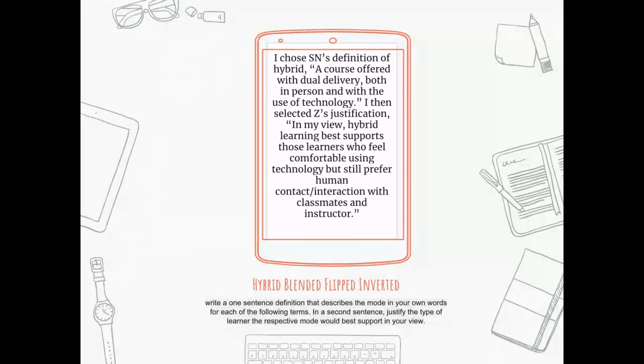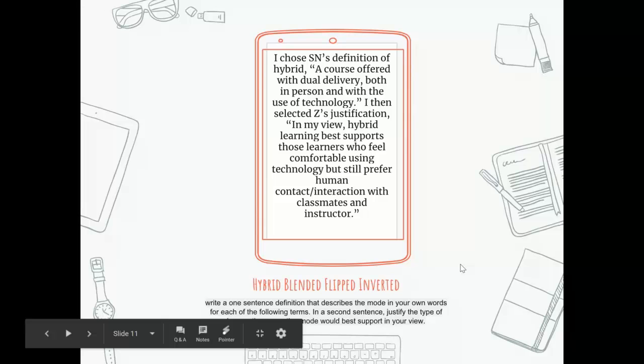The final piece was that they had to take a look at everyone's definitions and everyone's justifications and choose what they felt was really the best definition, and they gave their explanation. I chose ESSA's definition of hybrid, a course offered with dual delivery with both in-person and with the use of technology. I selected Z's justification. In my view, hybrid learning best supports those learners who feel comfortable using technology but still prefer human contact interaction with classmates and instructors. This happened all within the wiki, from a Thursday to a Sunday when the final definition was posted.